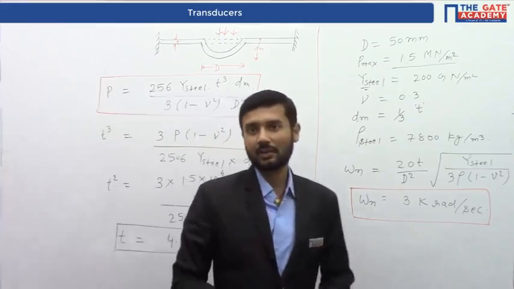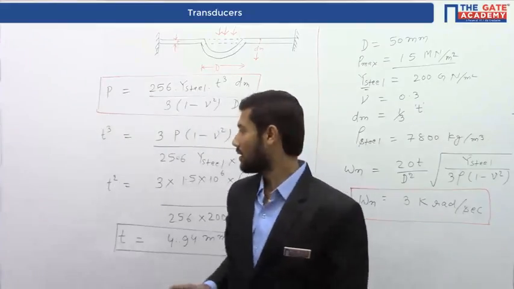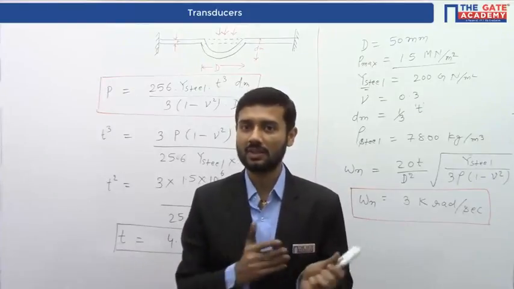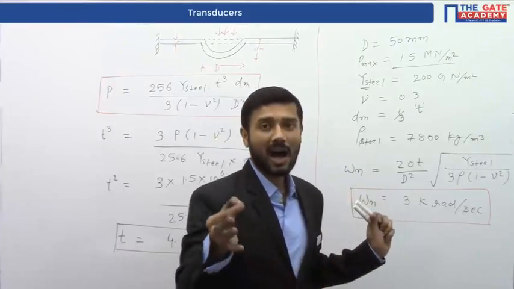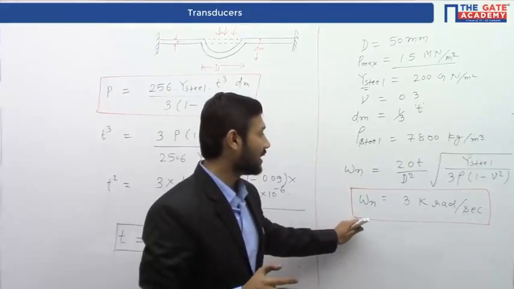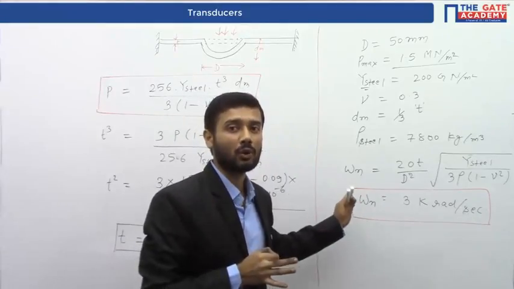So in this way we can get the required values, whatever was asked in the question. We were asked to find the thickness of the diaphragm as well as the natural frequency of the diaphragm. We just have to remember these formulas.